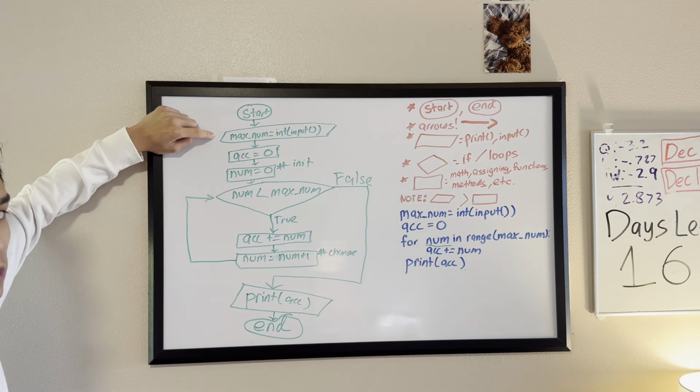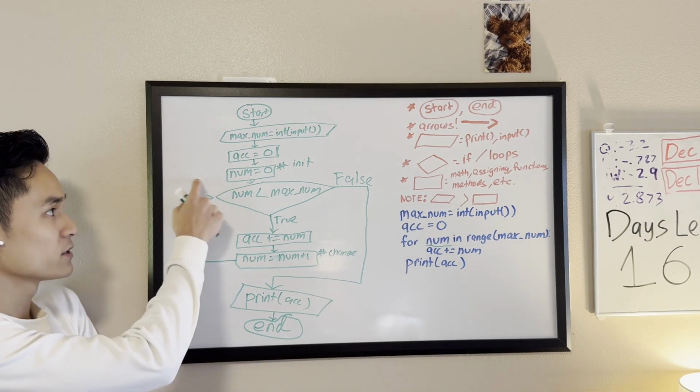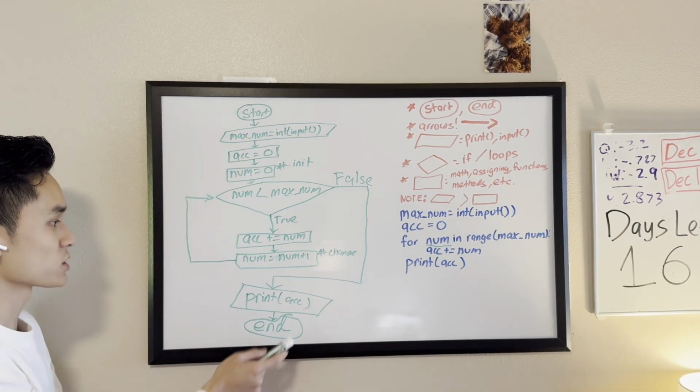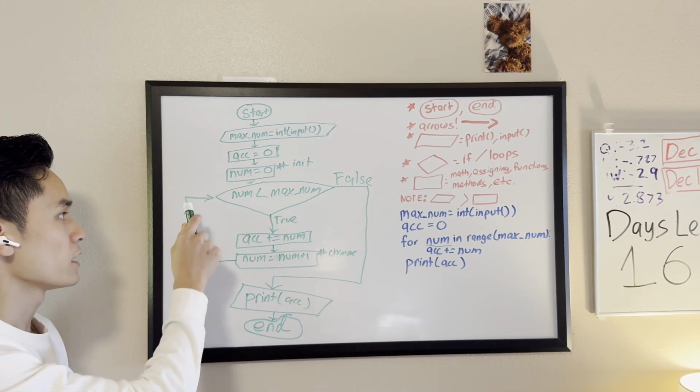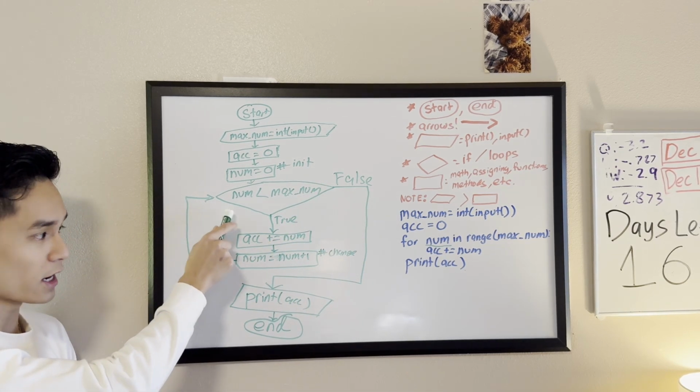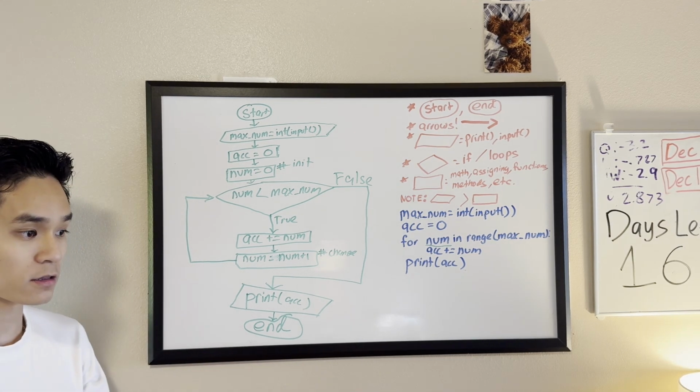Recap, user-related stuff has to be a parallelogram. Everything else, a rectangle is fine. Don't forget your circles. Label, if you're using a conditional statement or a loop. Arrowheads on the arrows, and yeah, other than that, that should be it.